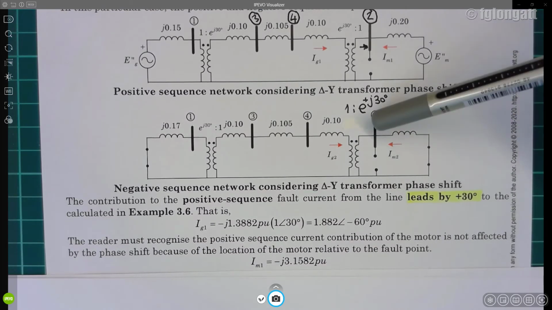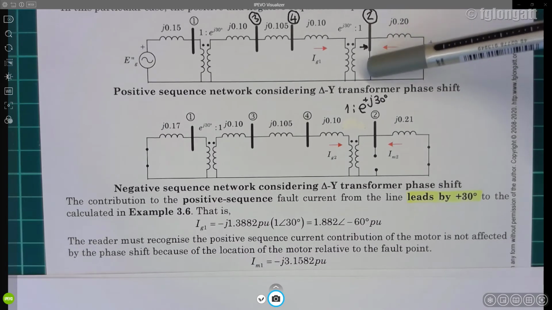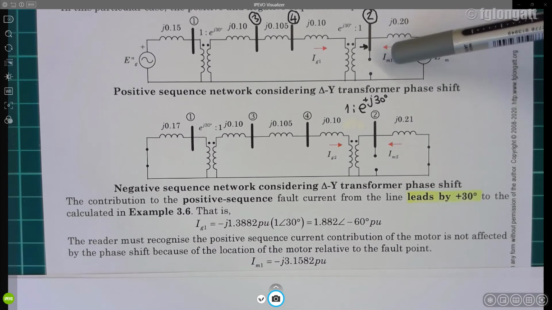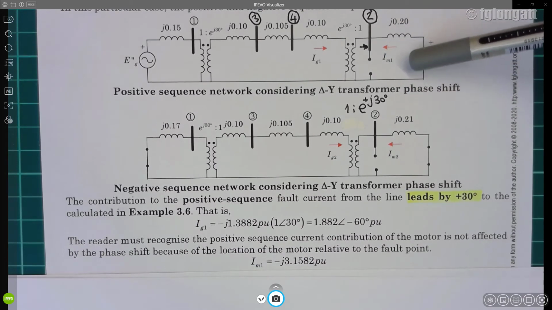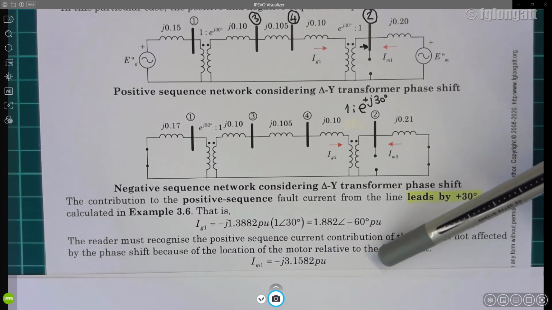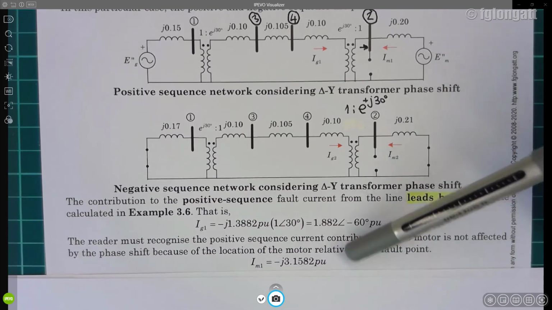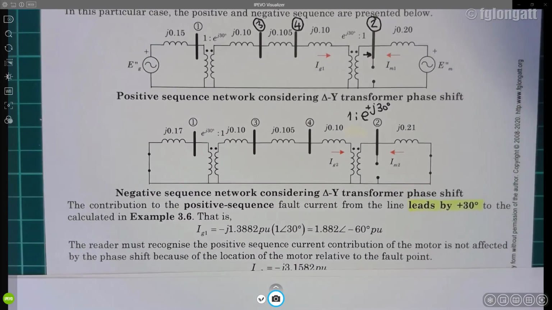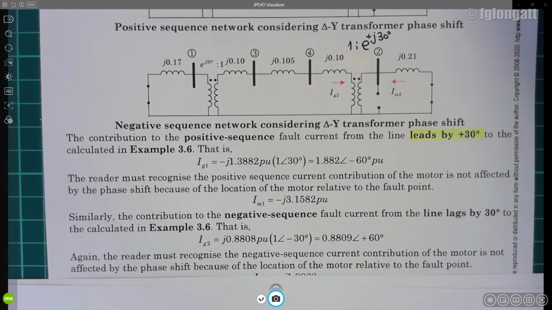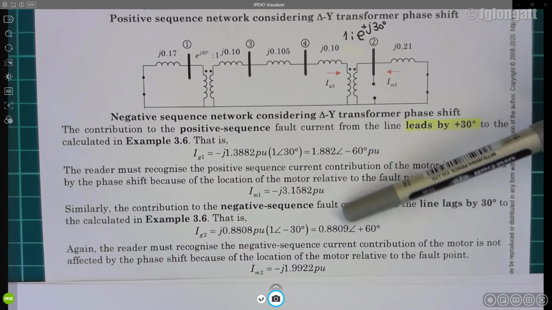Okay. On the other hand, if you look at the contribution coming from the motor, you must be aware that because the current is not moving through any transformer, there is no phase shifting, and we will keep using the same current that we calculated and obtained in example 3.5. Okay? Then we will do the same now for the negative sequence.